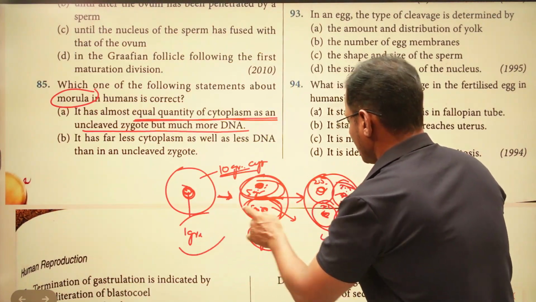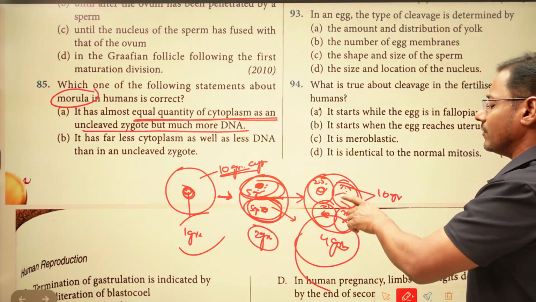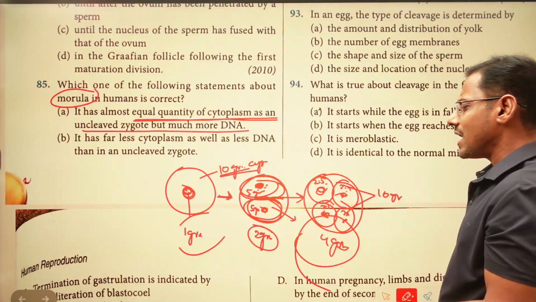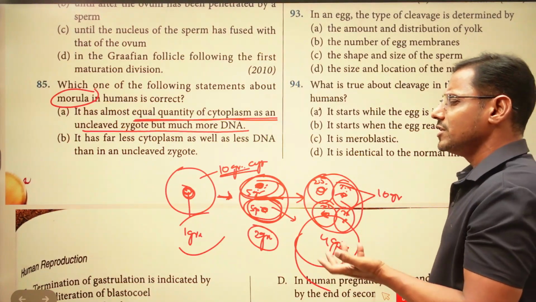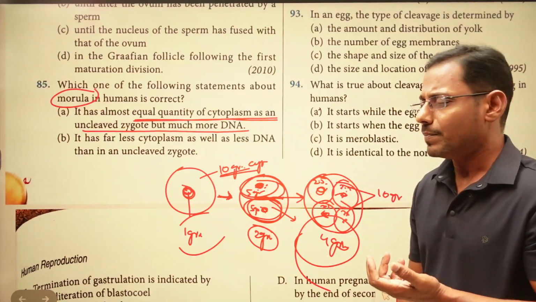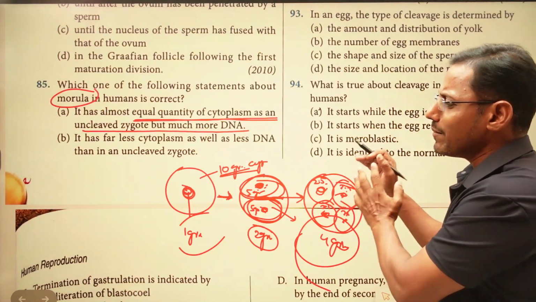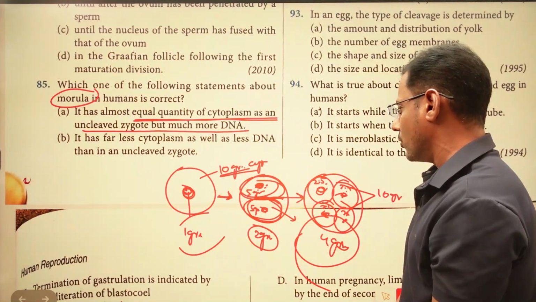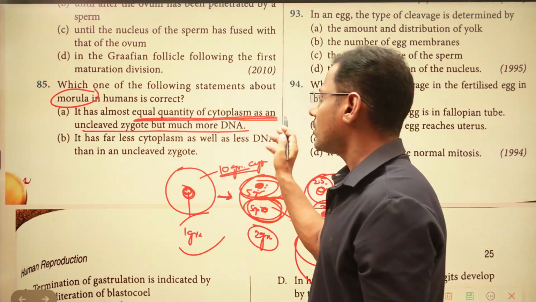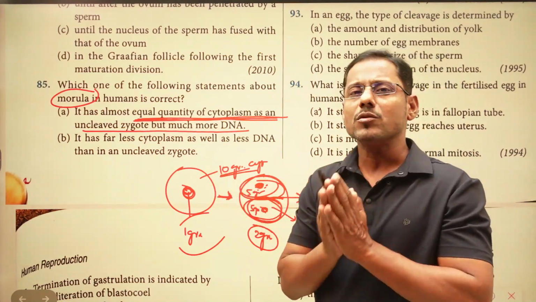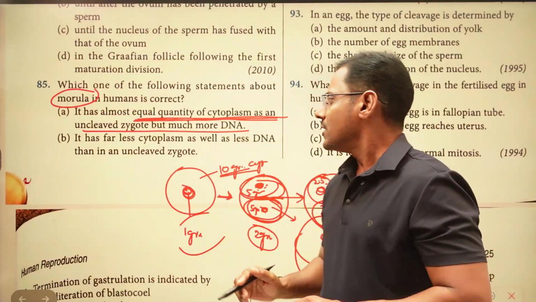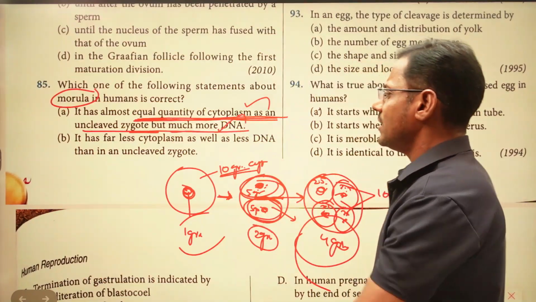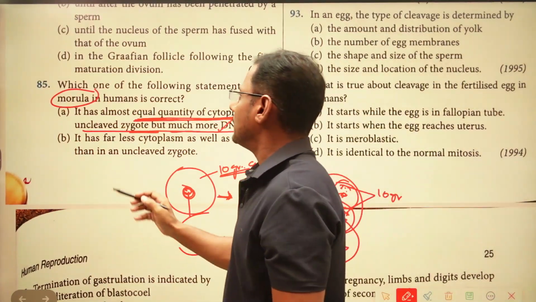The zygote has only 1 gram of DNA, but here 4 grams of DNA are present. If it enters into the 16 cell stage, what happens? 16 grams of DNA; the quantity of the DNA is being increased gradually. So the morula stage has more genetic material when comparing with the uncleaved zygote, right? It has almost equal quantity of cytoplasm, and the cytoplasm quantity is not being changed here. So equal quantity of cytoplasm as an uncleaved zygote, but much more DNA. Yes, absolutely correct statement, this one.